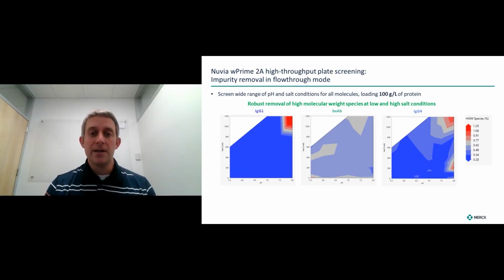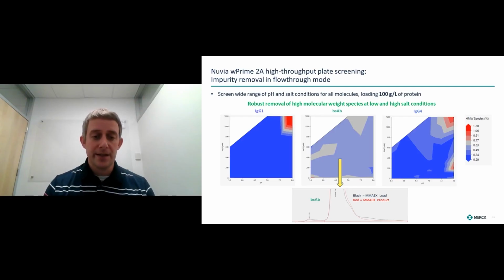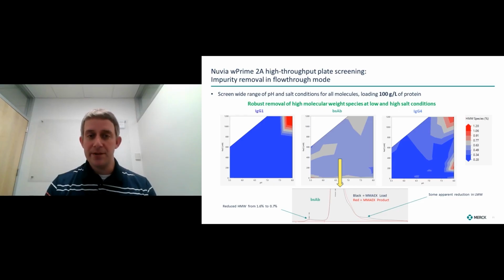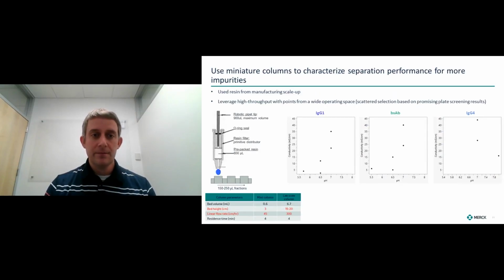Even focusing on the center of that bispecific screening region, if we compare the size exclusion traces, we see reduction in the high molecular weight species, about 1.6% coming in, reduced to 0.7. And though not quantified as much, on the back end you can see there is some reduction in low molecular weight as well, that shoulder on the backside being reduced a little bit. It's just a little challenging to quantify on that assay. So we thought that was a pretty promising readout.